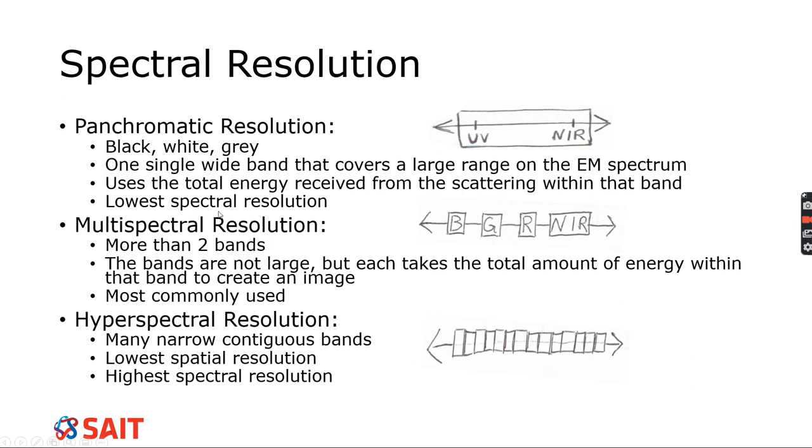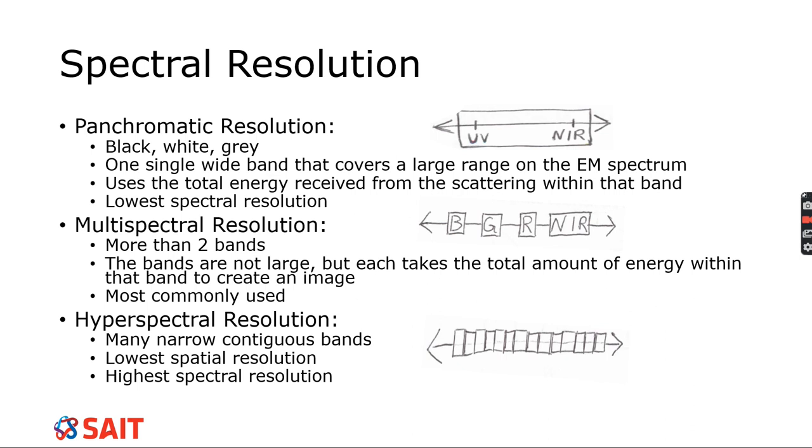It's the lowest spectral resolution, but there is a trade-off, so it has the highest spatial resolution. With multispectral resolution, we have many bands along the electromagnetic spectrum. Here's an example. We have a blue band, which is boxed off there, the green band, the red band, and the near infrared. They do not need to be attached. They can be at any point throughout the electromagnetic spectrum. But multispectral means that there are more than 2 bands.